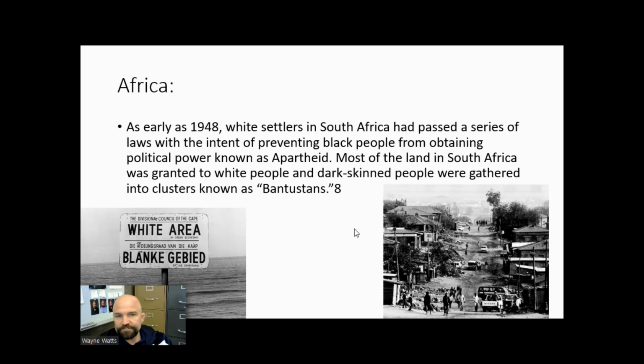As early as 1948, white settlers in South Africa had passed a series of laws with the intent of preventing black people from obtaining political power, known as apartheid. Most of the land in South Africa was granted to white people, and dark skinned people were gathered into clusters that were known as Bantustans.